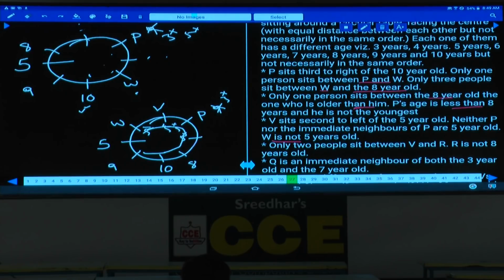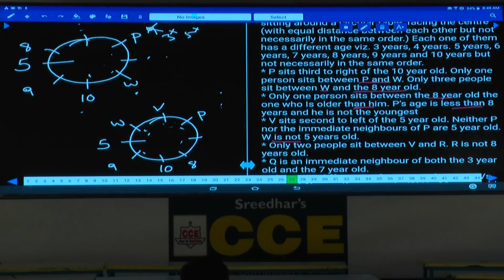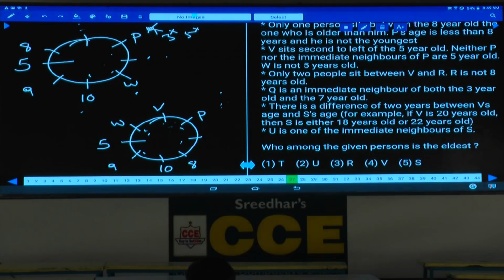Then next one. What is the other information given here? 5-year-old and V. The next information is, only 2 people between V and R. How many persons are in between V and R? Exactly 2 persons. Now where is this V? V is at this place. As 2 persons are in between V and R, clockwise is not possible, W is already here, and this R must be at this place. R is 9-year-old.